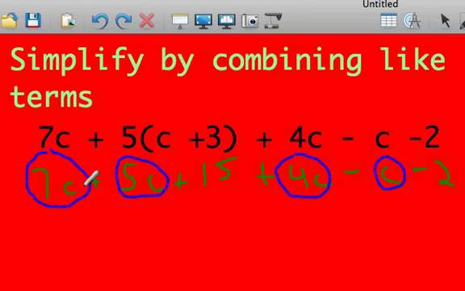So if I look at the Cs, 7C plus 5C is 12C, plus 4C is 16C. And then this right here, there's no coefficient here. There's no number in front of the C. In that case, we just assume that this is a 1. So we would have 15C, because we're going to subtract that 1C.